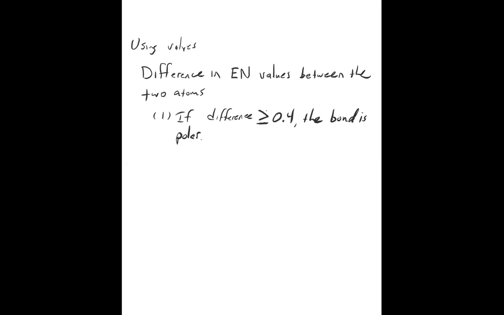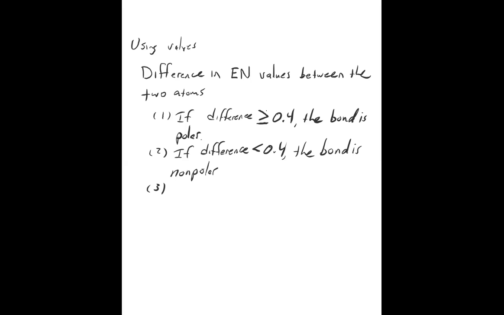Two, if the difference is less than 0.4, the bond is non-polar. It will not have electrical properties. We can ignore its electrical properties. Okay, so that's powerful as well.